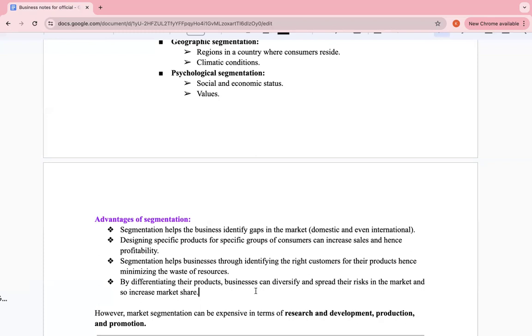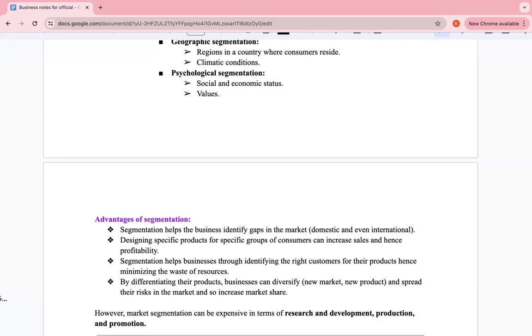By differentiating their products, a business can diversify. Diversify is basically when the business is entering a new market with a new product. So the product is completely new and the market is completely new. That's when you diversify. And spread, so I'm just going to write it down so you guys can get it. And spread the risks in the market and so increase market share.